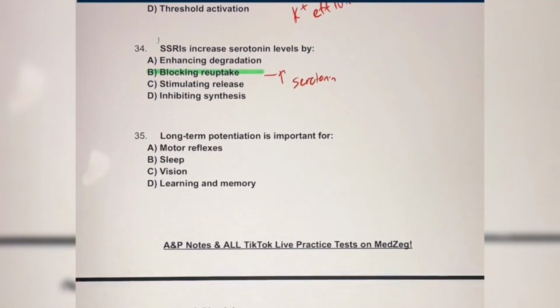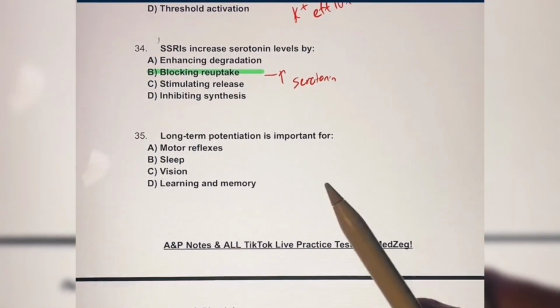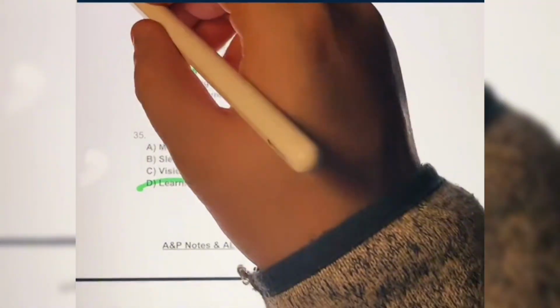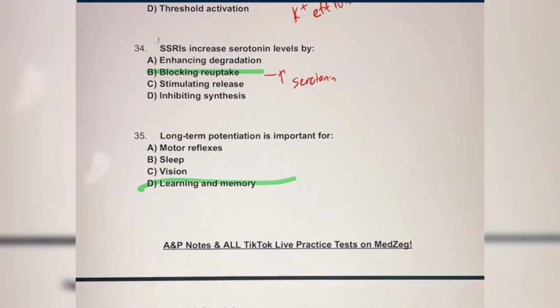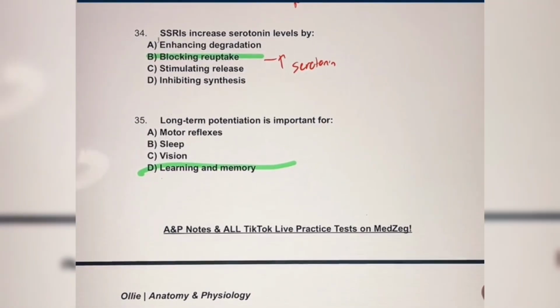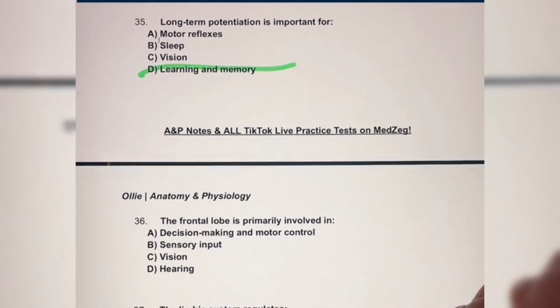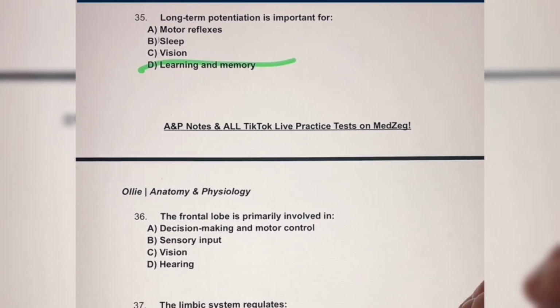Number 35, the long-term potentiation is important for what? A, B, C, or D? Fantastic. It is learning and memory. LTP strengthens your synapses after you repeatedly stimulate them, right? That's the basics for our plasticity, our memory formation, and our learning. That's why joining these live streams and doing these questions over and over again is going to help you learn, right?